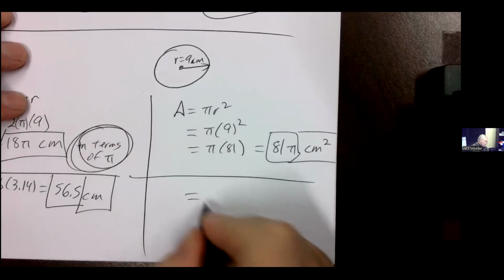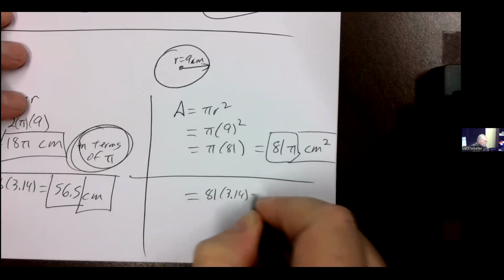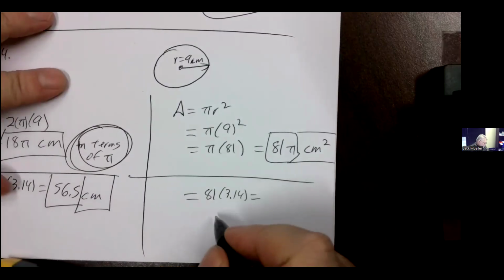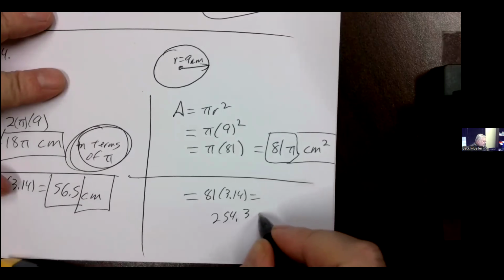And then part two, plug in pi as 3.14, and then do it like we normally would. 254.34, so that would round to 254.3.